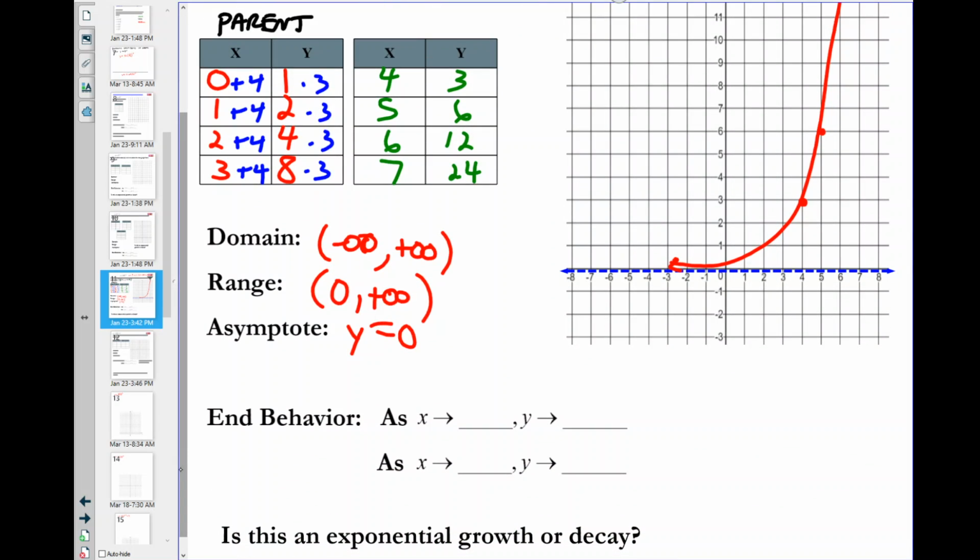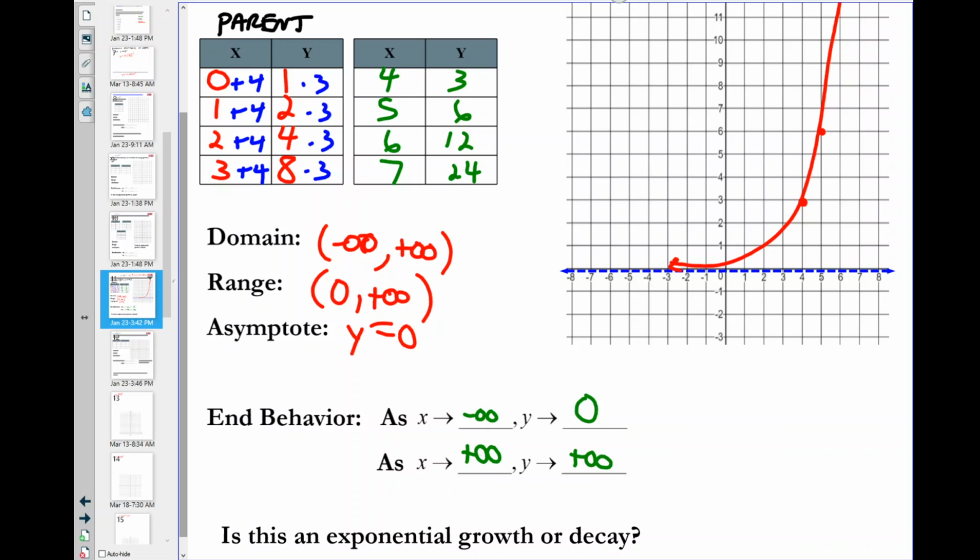What's my end behavior? As x approaches negative infinity, which means that we're going left, what's y doing? It's going to the asymptote. As x is going to positive infinity, which is the right arrow, this is going to positive infinity also. And we already said, is this a growth or a decay?